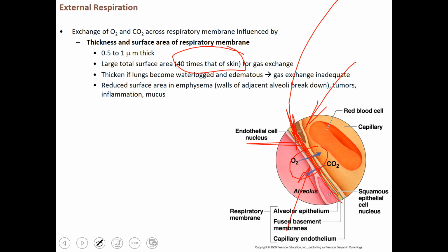Now, if lungs become filled with water, like in pulmonary edema or pneumonia, which leads to accumulation of water in the lungs, gas exchange suffers, of course, because the membrane becomes thicker. Now, in emphysema and some other restrictive diseases, the surface area of alveoli goes down, which means there's less surface area available for the gas exchange, which means gas exchange suffers from it.